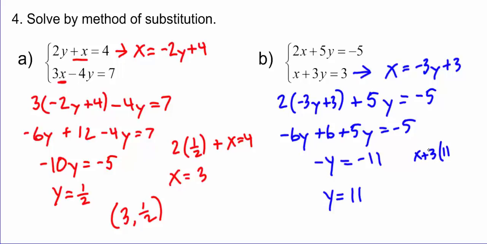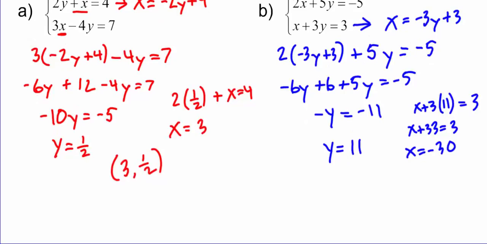Now again, we just need to take that value and plug it in, so we'll have x plus 3 times 11. I'm using the second equation, by the way. If you use the first, that's totally fine. So x plus 33 is equal to 3. So x is equal to negative 30, and that gives us an ordered pair of negative 30 and 11.